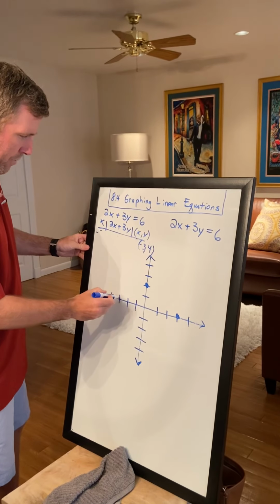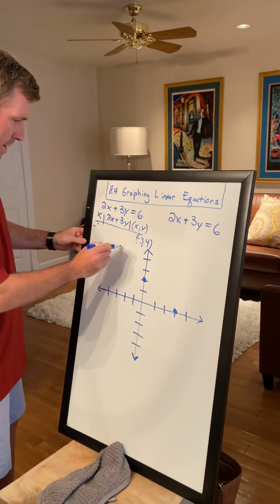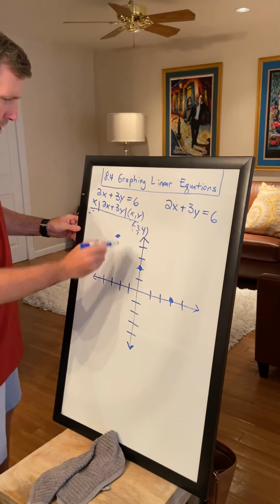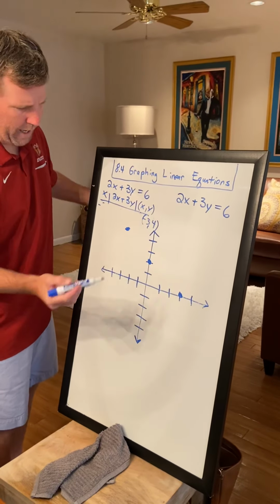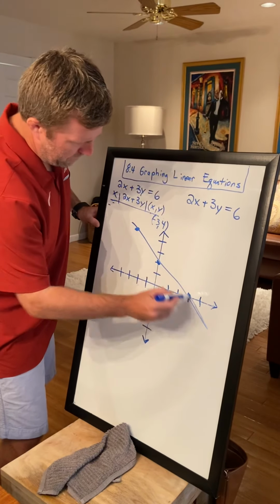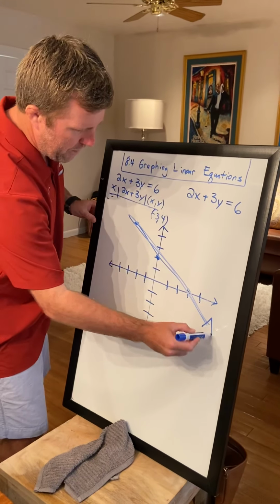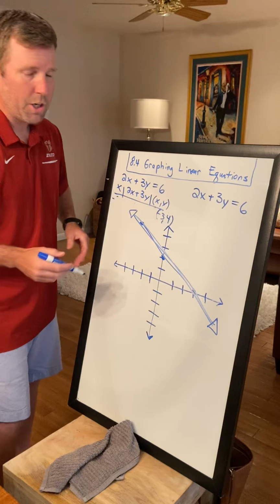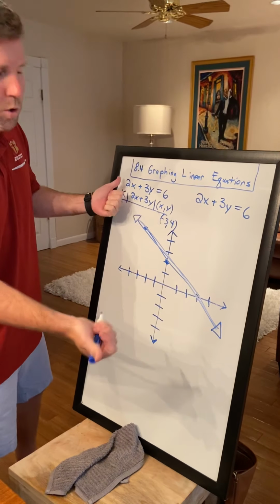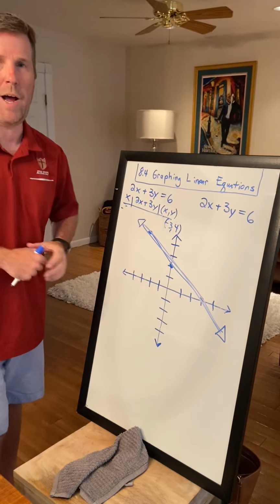Negative 1, negative 2, negative 3. 1, 2, 3, 4. You're going to get out a straight edge, a ruler. It's going to be a little straighter than that. You're going to put an arrow on both sides, showing that the line continues on in both directions. And now I have my linear equation.